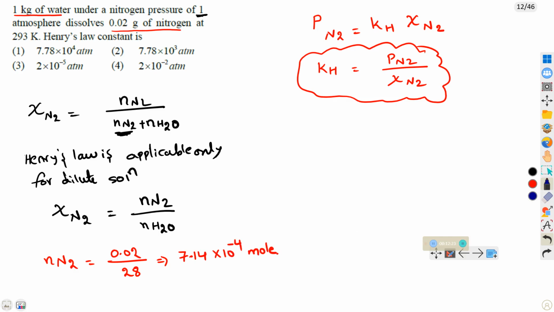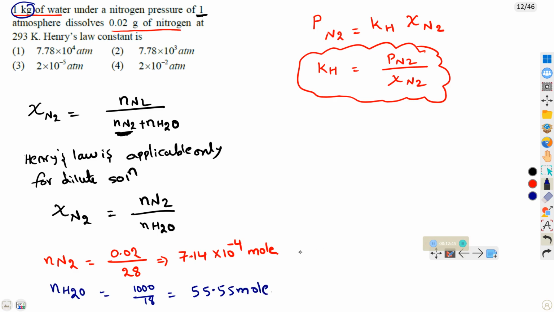After that, number of moles of H2O. Weight of water is given as 1 kg, so 1000 by 18. 1000 by 18 value is 55.55 moles.